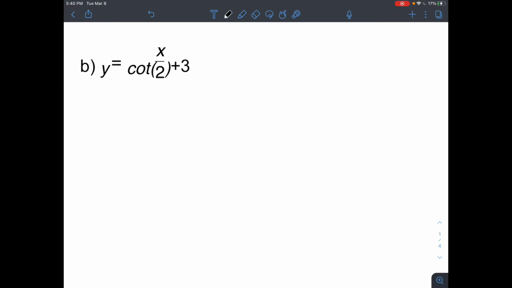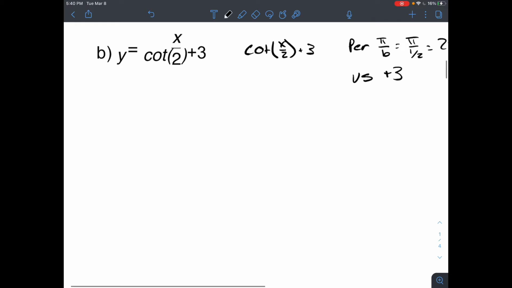Graphing cotangent. So this is cotangent of x over 2 plus 3. Let's remember that when we're doing our period, we're going to do pi over b. So that's going to be pi over 1/2. So it's going to be 2 pi. So our period is going to be 2 pi, that distance in between our asymptotes. And then we have a vertical shift of plus 3.